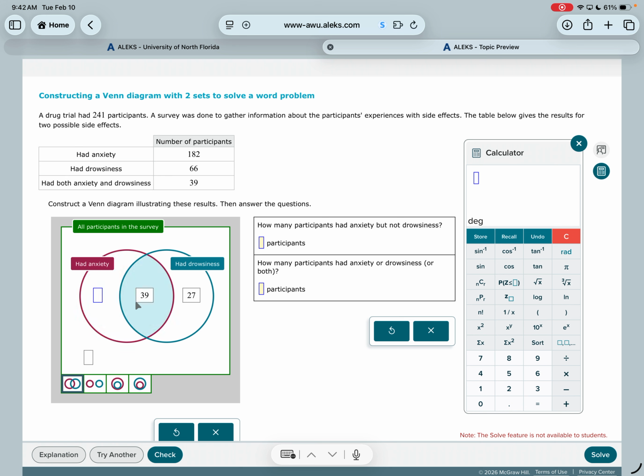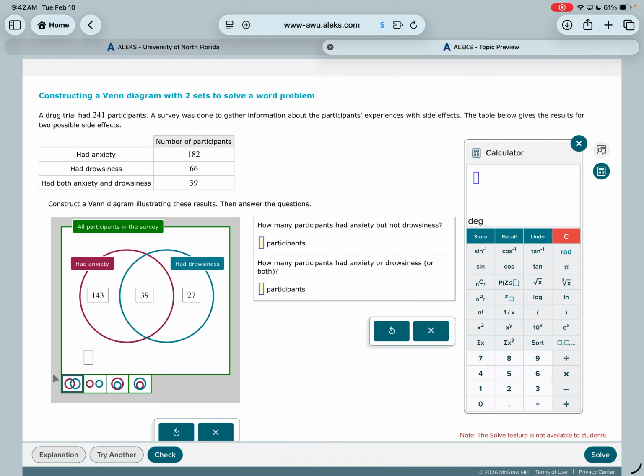So 182 had anxiety. Well, I already have 39 in there. So 182 minus 39 would be 143. So I have 143 that had anxiety. So now I have 182 that had anxiety when I add those two up. So that's why it's nice to start on the bottom. If you can start in the very middle and work out, it makes these problems a lot easier, okay?